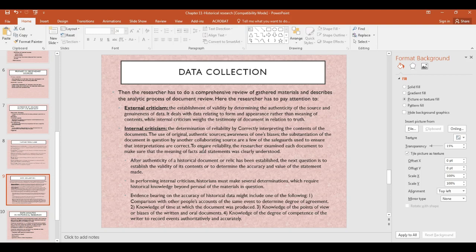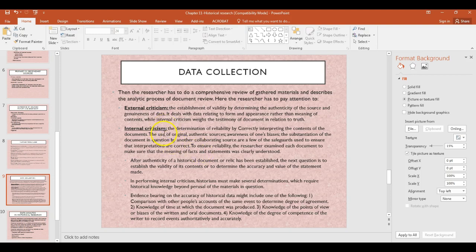How soon after the events was the document written? That's another question you want to ask yourself. Was it too soon? Was it written after reevaluation, or was it a historian talking from his own perspective, narrating what happened in the past? This is for the purpose and the quality of writing.